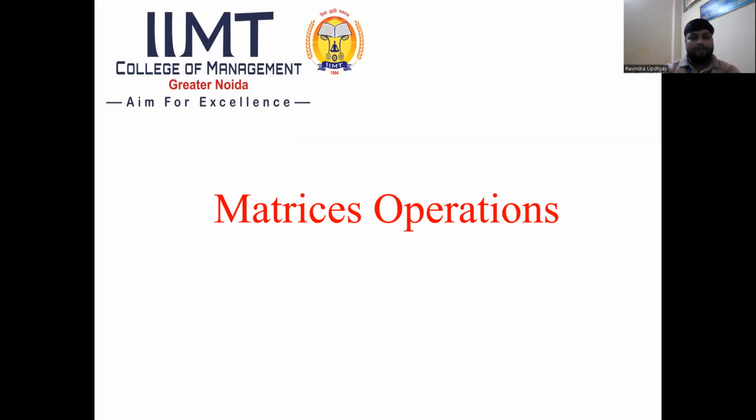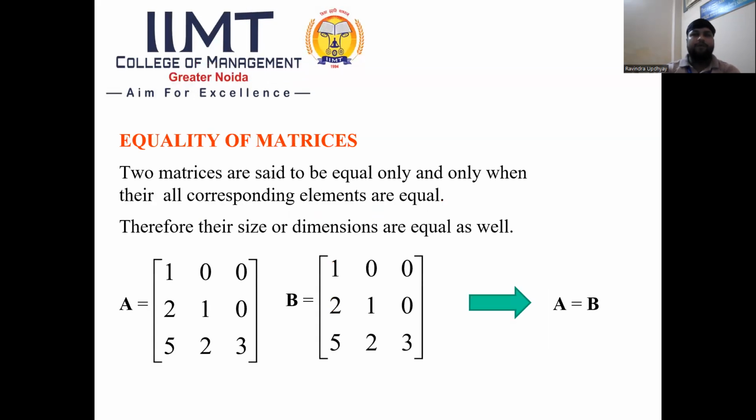Now we are coming to the next topic, matrix operations. What are the matrix operations? How can we apply them? On our next slide we are discussing it. First is equality of two matrices. As we generally add two numbers and subtract two numbers, like that we can add two matrices, subtract two matrices, and we can equate two matrices. So first is equality of two matrices. What is the condition for equality of two matrices?